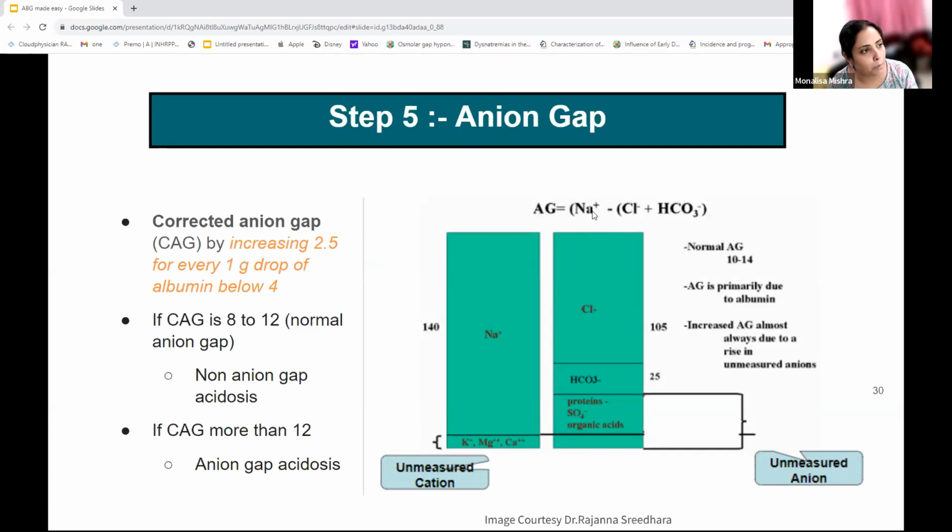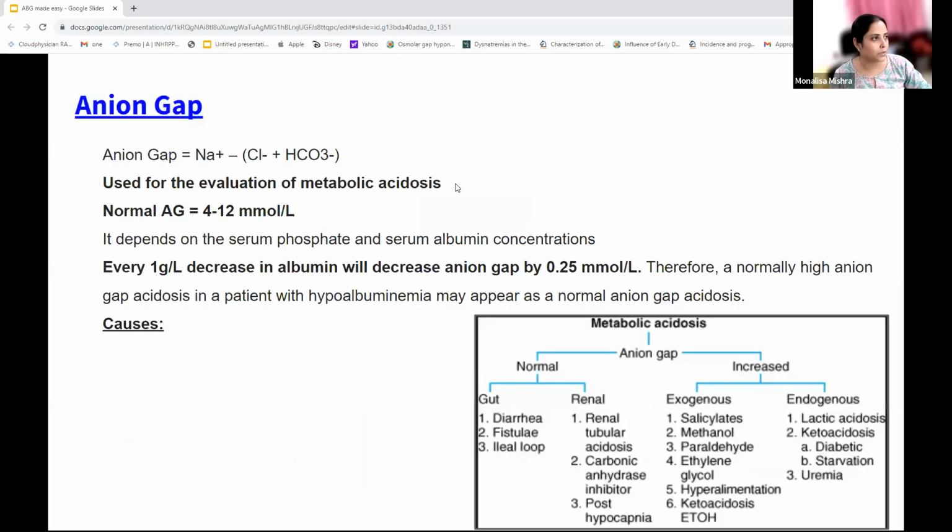The next step will be calculating the anion gap. Anion gap will be all the positive ions minus the negative ions in the body. So the positive ion is sodium, minus chloride plus bicarb. That is the anion gap. And the normal anion gap is around 8 to 12. If it is more than 12, then it is high anion gap metabolic acidosis. So in case of metabolic acidosis, we usually calculate the anion gap, and on the basis of anion gap, we divide it into two: either high anion gap metabolic acidosis or normal anion gap metabolic acidosis.